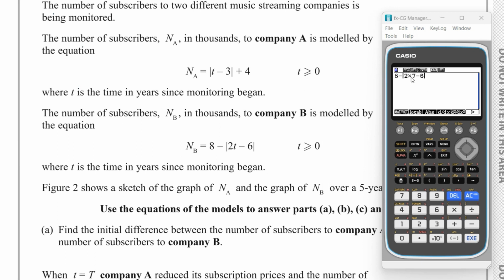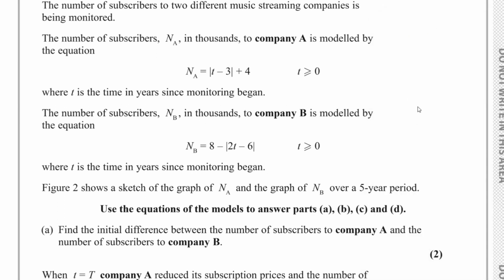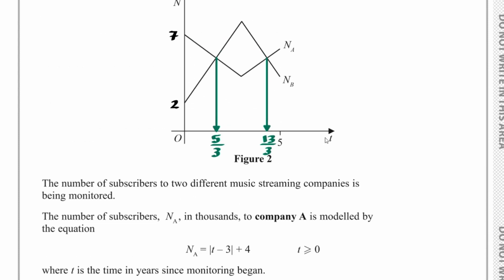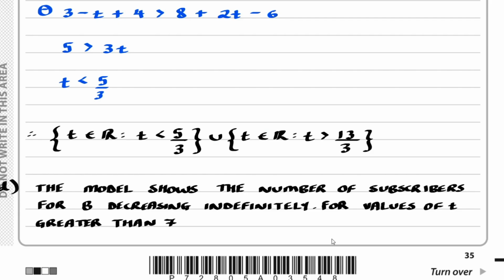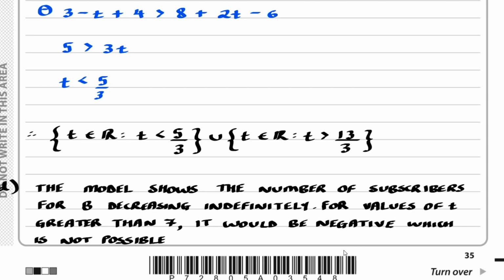Now when t equals 7, for NB we have 8 subtract the modulus of 2 times 7 subtract 6, which is 0. So it crosses the t-axis when t equals 7, but beyond 7 we would have negative values of n. So for values of t greater than 7, we would have negative subscribers, which is not possible.